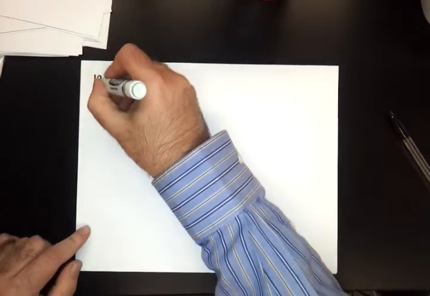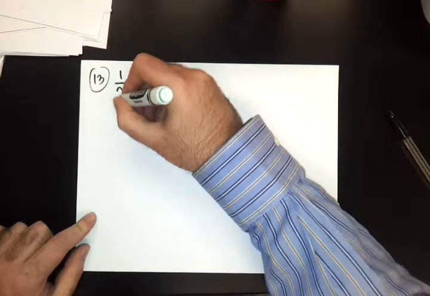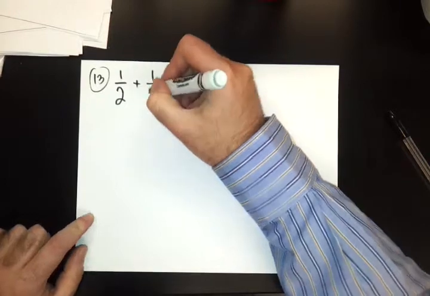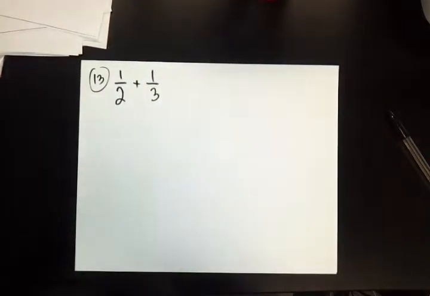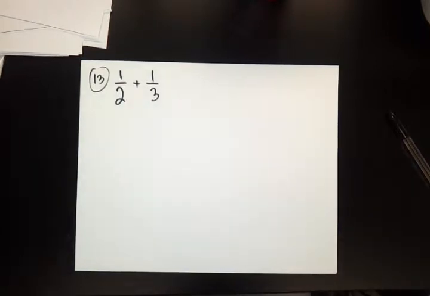Alright, next up, I'm going to tackle problem number 13. This is the first of the problems where you're going to be adding or subtracting the fractions. Very similar to what you've done so far, except now you're going to be finding the common denominator and doing an operation. So in this case, the easiest common denominator to use here is method 1, or finding the common denominator using method 1.